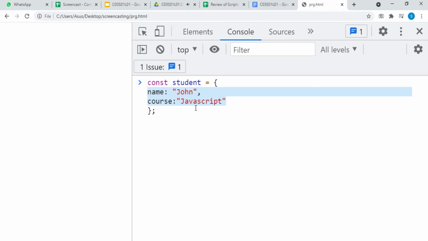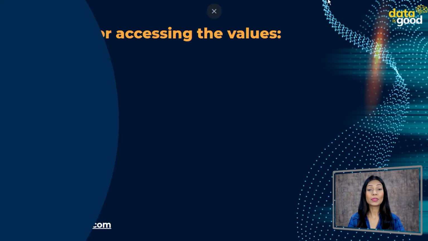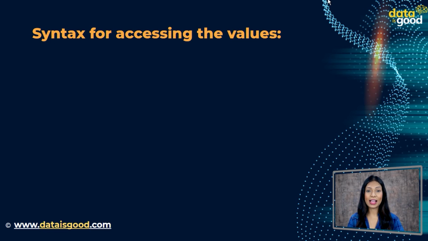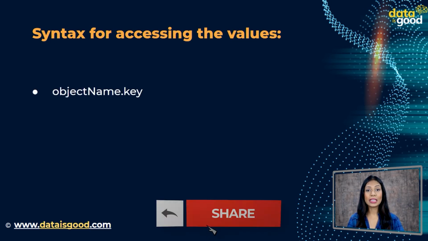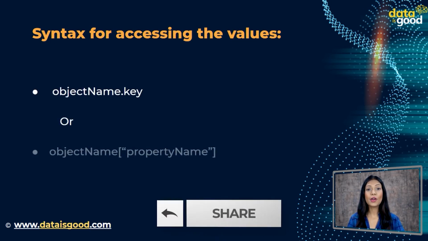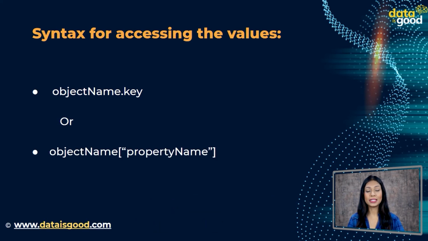Accessing the property of an object. When you want to work with an object, you need to access the data in it. By data, I mean the values of the object. We can do that with the help of the keys of those values. Now, there are two ways of doing that. Syntax for accessing the values: object name dot key, or object name square bracket property name.